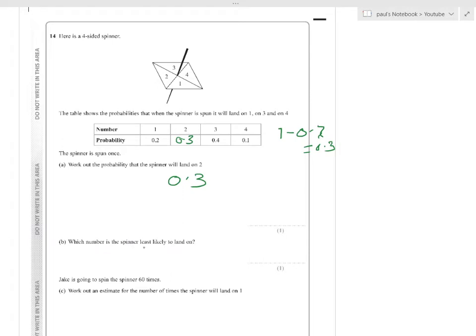Which number is the spinner least likely to land on? This one, the 4. Jack is going to spin the spinner 60 times. Work out an estimate for the number of times the spinner will land on 1. So it's 60 times 0.2, which is 2 sixes is 12. 12 times.